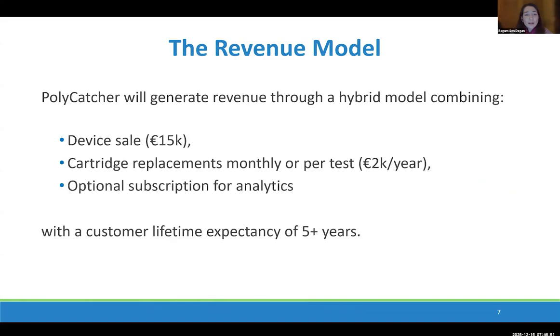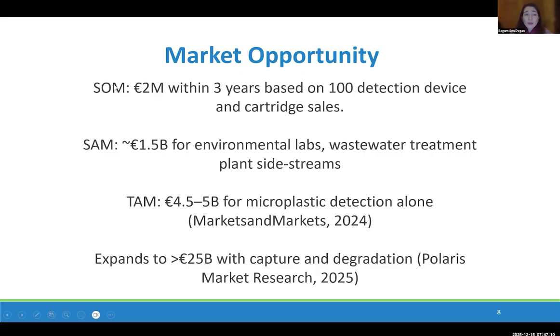The revenue model will be based on the device sale, cartridge replacements, monthly or per test depending on the customer requirements, and optional subscription for analytics can be available. We are aiming a customer lifetime of more than 5 years. When we check the market opportunity for the obtainable market, we are aiming 2 million euros within 3 years based on the sales of 100 detection device and cartridge sales. When we expand our business, we can reach even accessible markets larger than millions of euros.